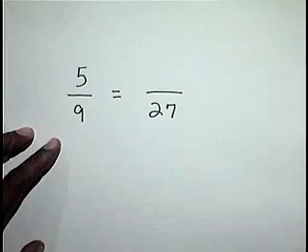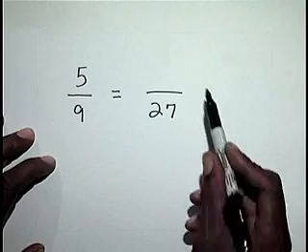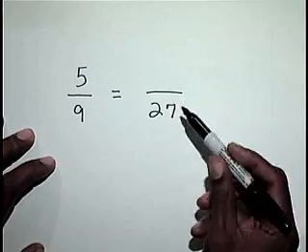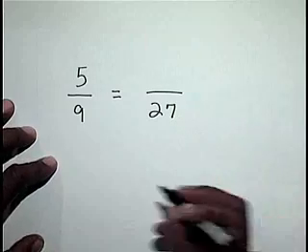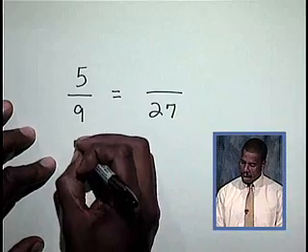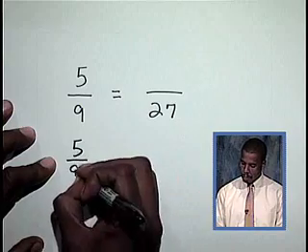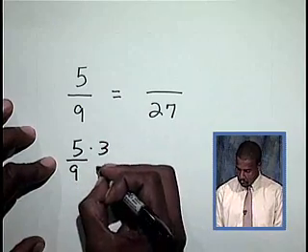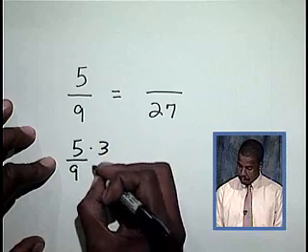here's the fraction 5 over 9, and we want to find what number we can put in the numerator to make this fraction equivalent to a fraction over 27. We can create this by multiplying the numerator and denominator by the same number. In this case, let's multiply the numerator and denominator by 3.